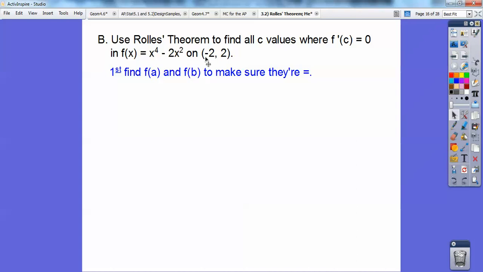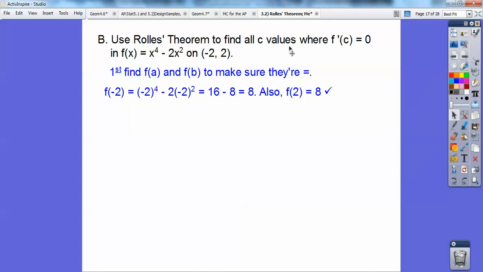Okay, so I'm going to plug in. Here's a, here's b right there. So I'm going to plug in -2 right there, and then I'm going to plug in +2. And remember, when you do it to an even power, you get the same thing. -2 squared is equal to +2 squared. So -2 to the fourth is equal to +2 to the fourth. So in both cases we get 8. So they're equal to each other.